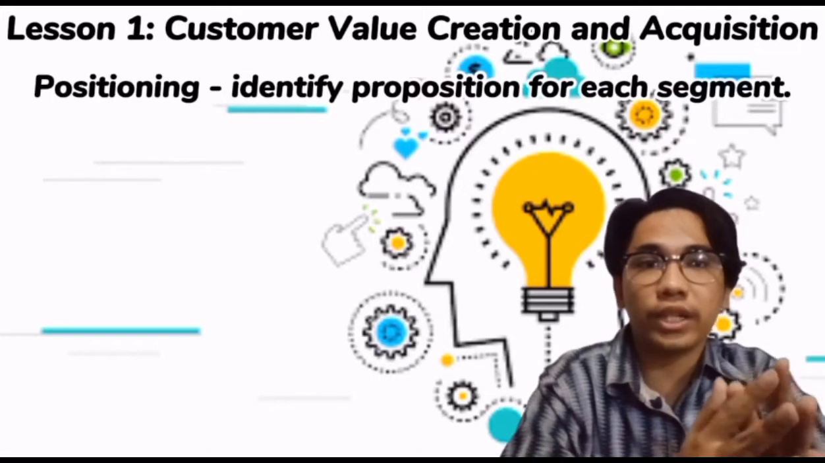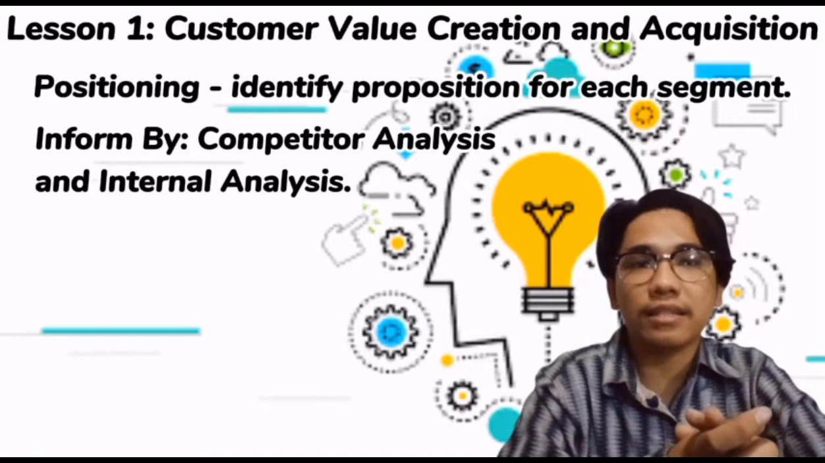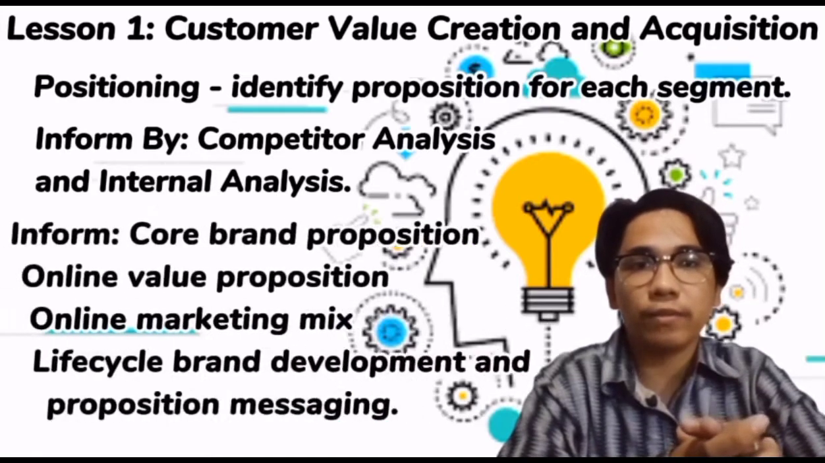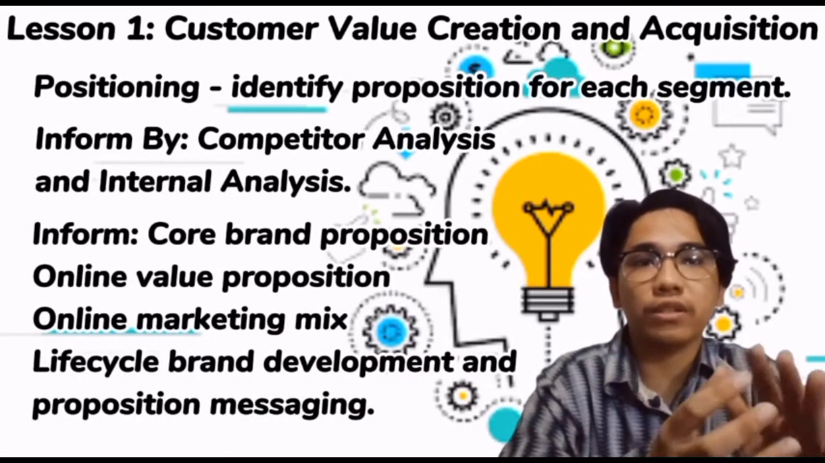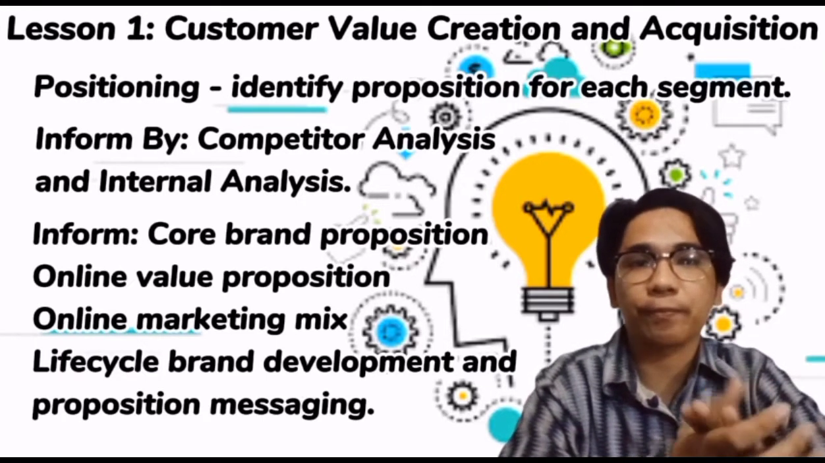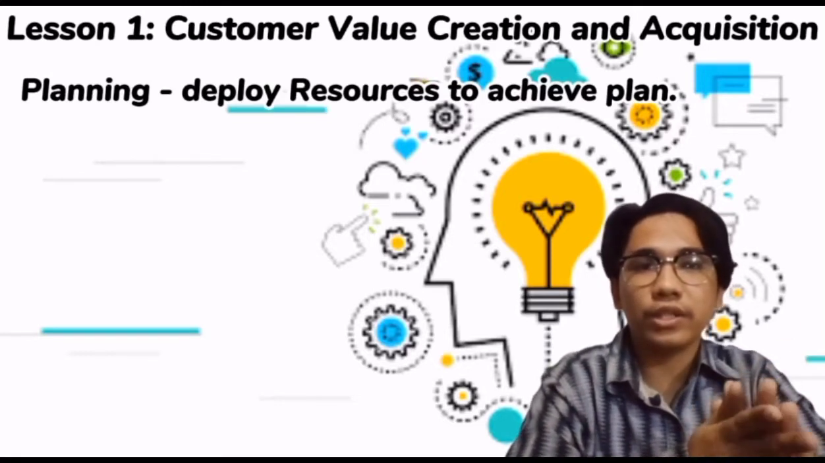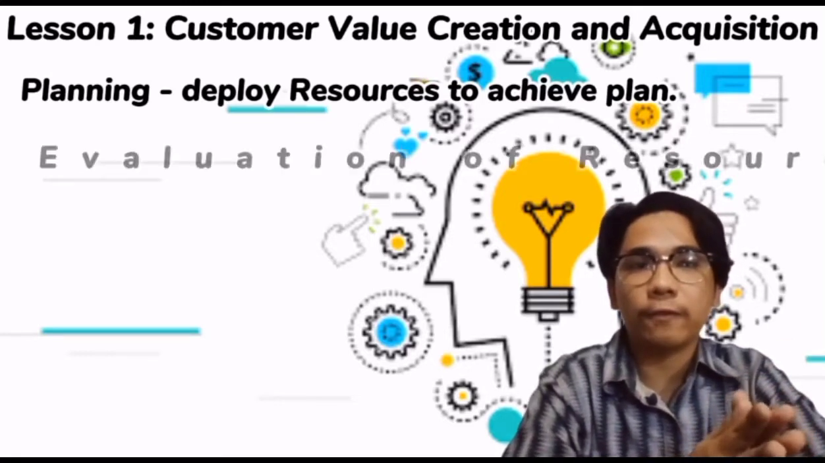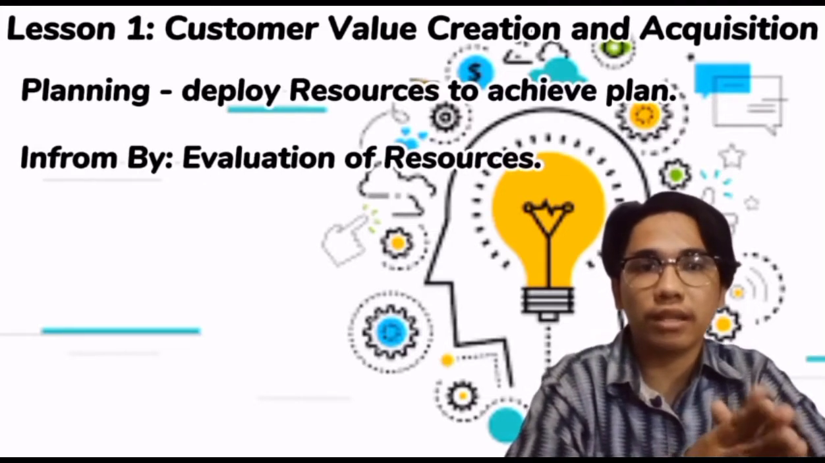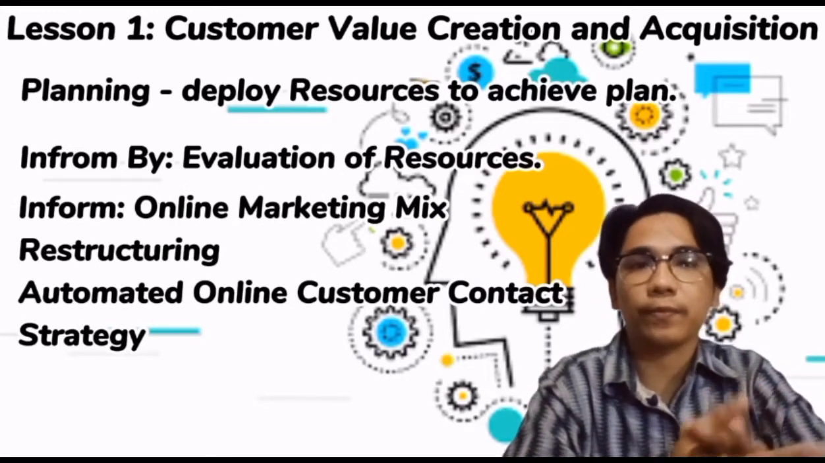Identify proposition for each segment, informed by competitor analysis and internal analysis. The outputs of it are core brand proposition, online value proposition, online marketing mix and lifecycle brand development, and proposition messaging. Last stage, we have planning. Deploy resources to achieve the plan, informed by evaluation of resources. The outputs of it are online marketing mix, restructuring, and automated online customer contact strategy.